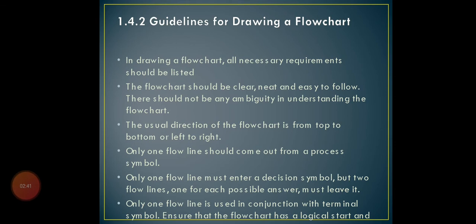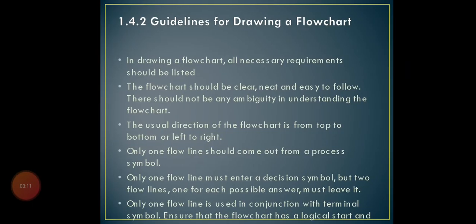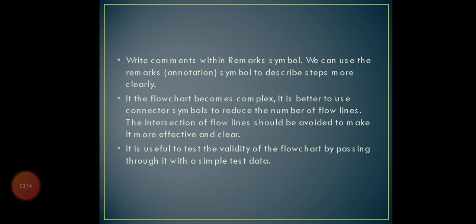Only one line should come out from a process symbol. Only one flow line must enter a decision symbol, but two flow lines, one for each possible answer, must leave it. You will have to write the comments in the remarks box. If the flowchart becomes complex, it is better to use connector symbols to reduce the number of flow lines. It is useful to test the validity of a flowchart by passing simple test data through it.